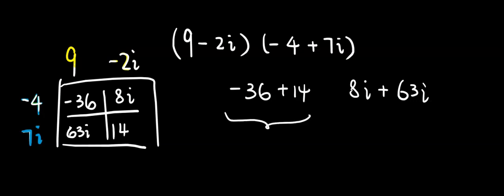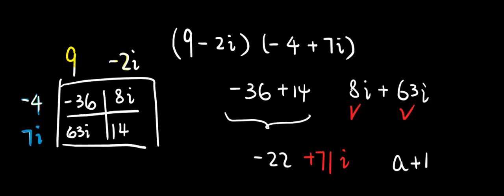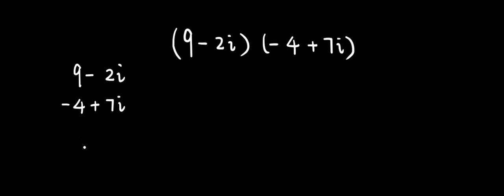So negative 36 plus 14 gives us negative 22. And then when you deal with these two, you just look at 8 and 63. That is 71, so it's positive 71. Don't forget your i. Alright, and your work is indeed in the form a plus bi. Great job. I'm going to use exactly the same problem, but this time I'm going to use the second method to help you fully understand how to operate.